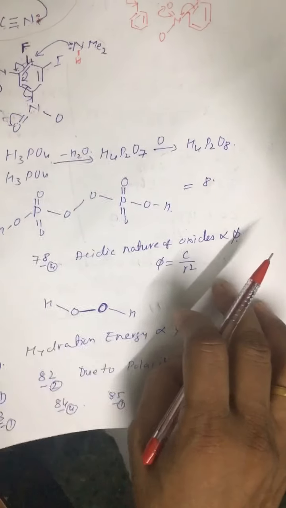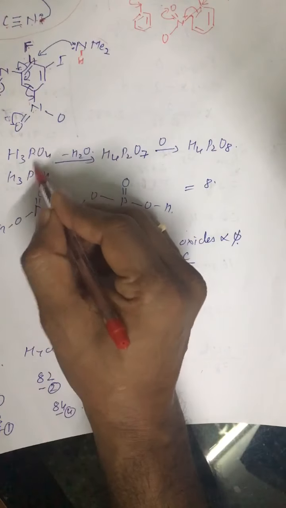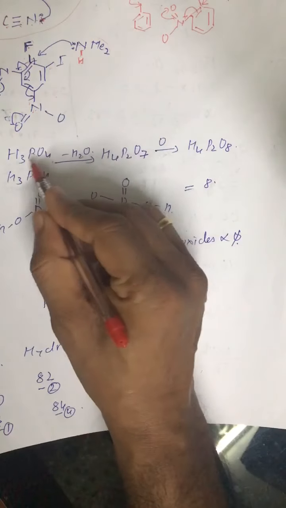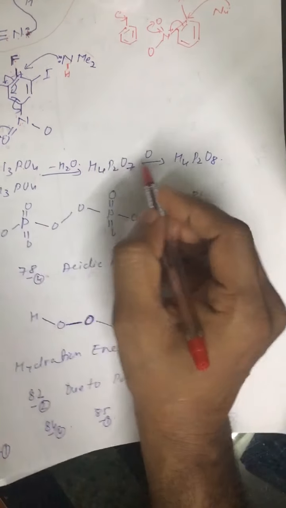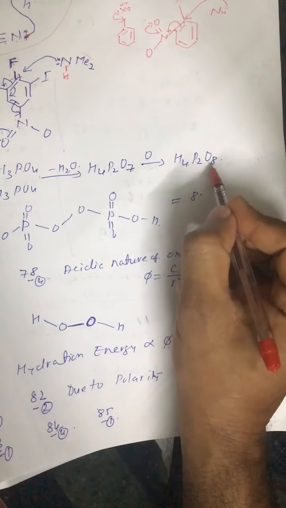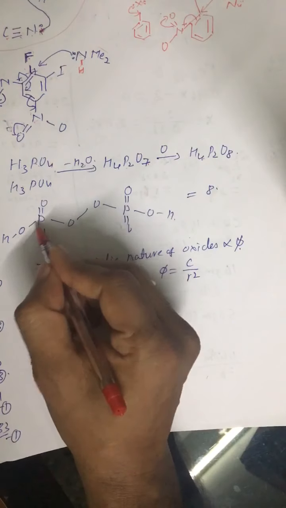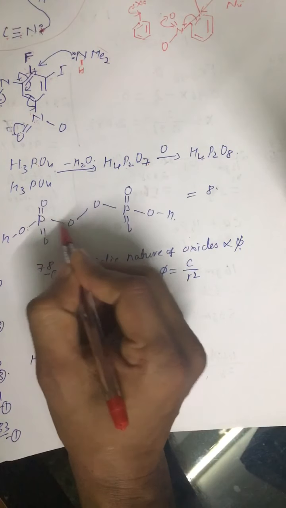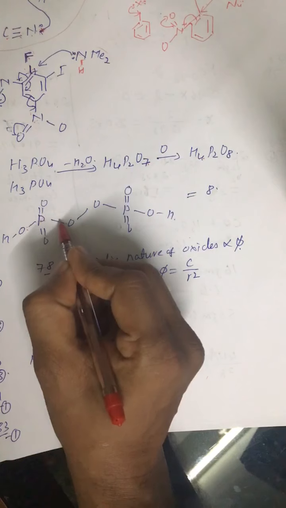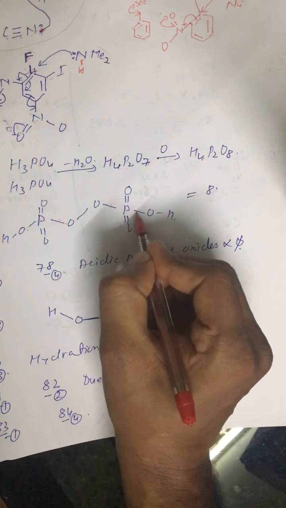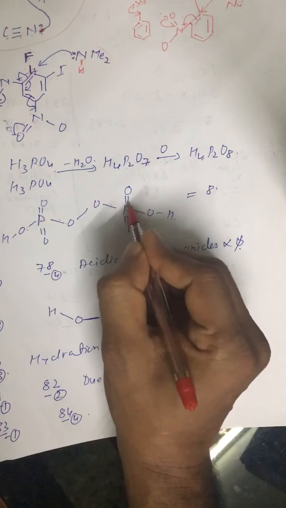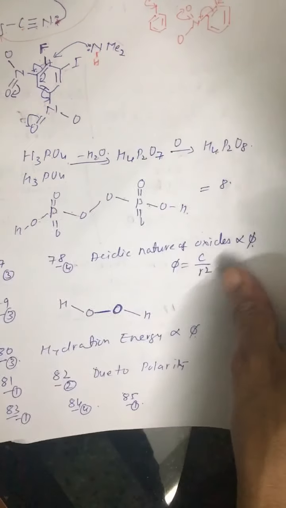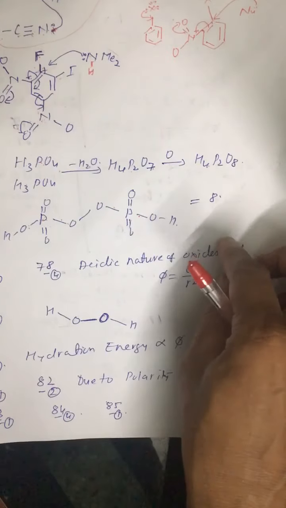Now see, H3PO4, 2 moles, removal of water, we are getting H4P2O7, and then oxygen is added, we are getting H4P2O8. So this is P single bond O, P single bond O, 1, 2, alright, 3, 4, 4 single bond O, P single bond O, and 1, 2, 3, 4, 4 plus 4, 8. We have total of 8 P-O bonds.